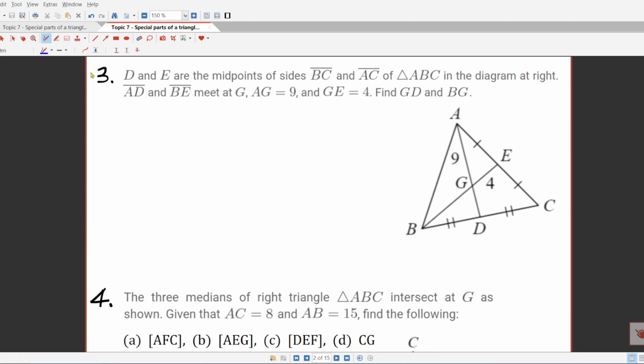D and E are midpoints of sides BC and AC of triangle ABC in the diagram at right. AD and BE meet at G. AG equals 9, GE equals 4. Find the length of GD, and BG, which is here. Okay, so if E is a midpoint and D is a midpoint, then AD is a median of the triangle. BE is also a median, right?